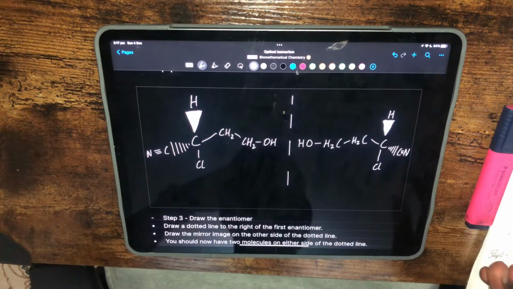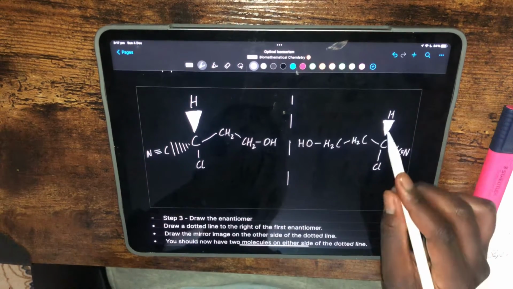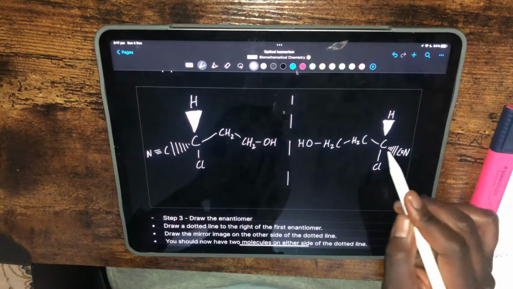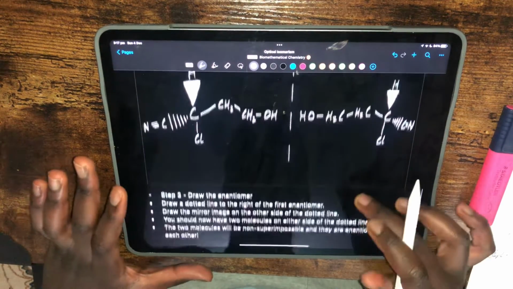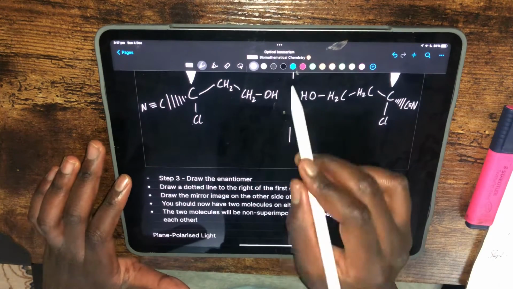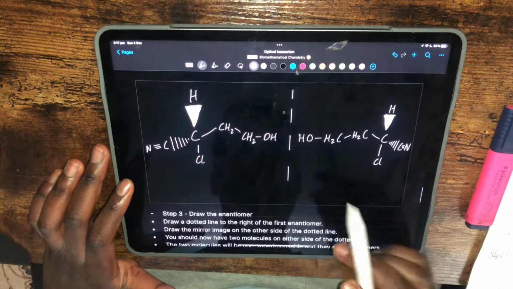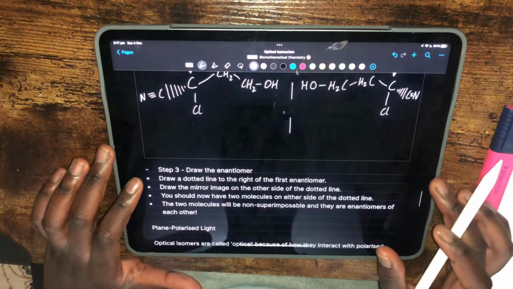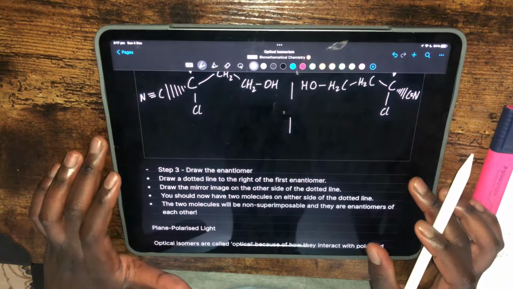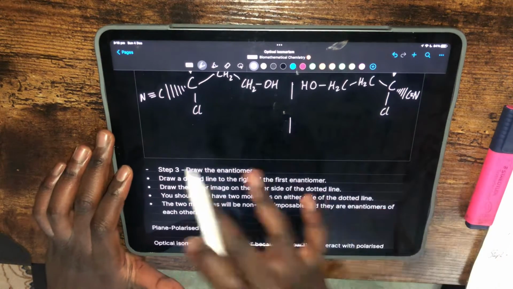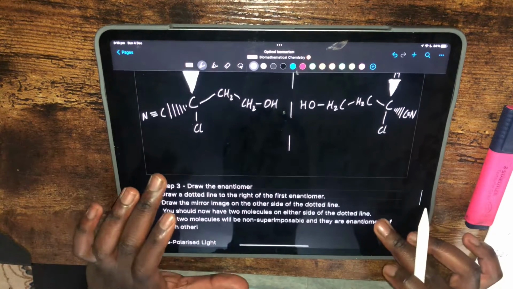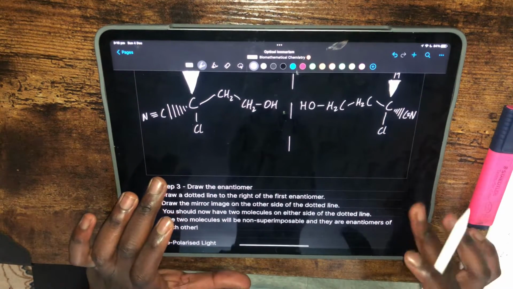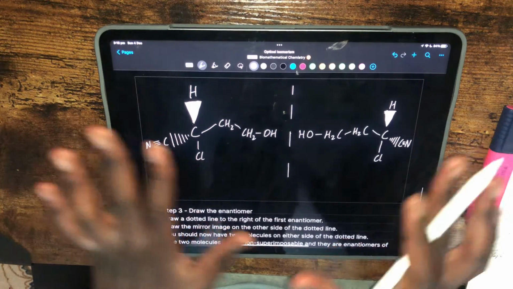All you need to do is just one example above the plane, one below the plane, and then the other two can be on the same plane, right? But now I've done it. Look, I've drawn a dotted line on, and that represents the mirror line, right? And you should now have two enantiomers on either side of the dotted line. These are now non-superimposable enantiomers of one another.